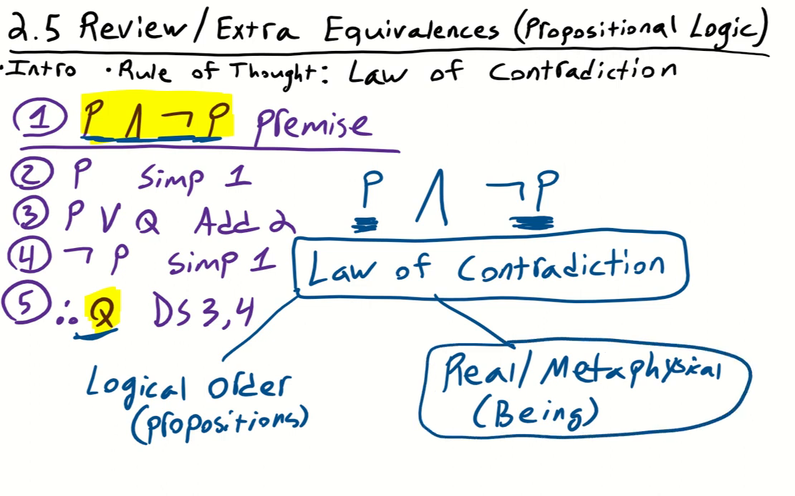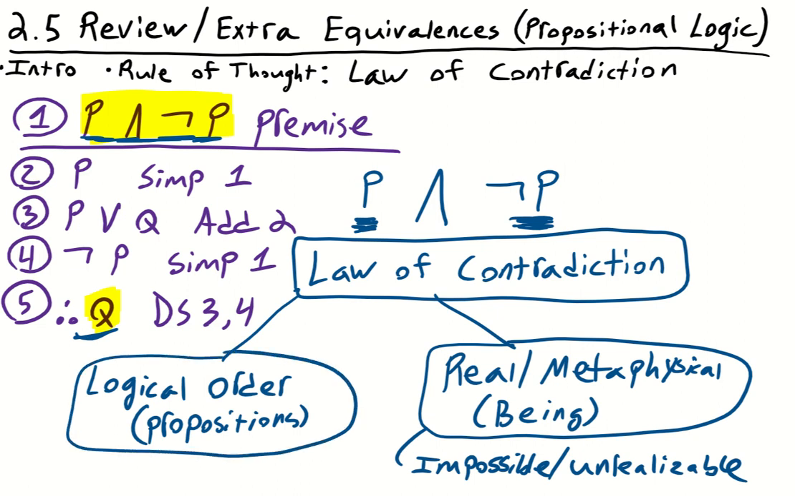Now, in terms of the real or metaphysical violation of the law of contradiction, we can quote Aristotle. He said, "The same attribute cannot at one and the same time both belong and not belong to the same thing." Therefore, it is really impossible for the law of contradiction to be violated in the real order. In reality, it's an impossible happening, or we might say it is unrealizable. On the other hand, in the logical order, we might say it is inconceivable.